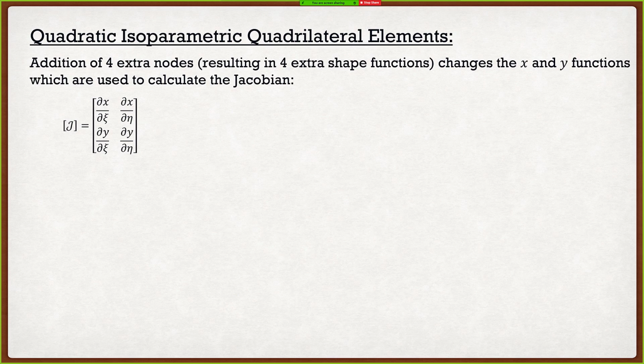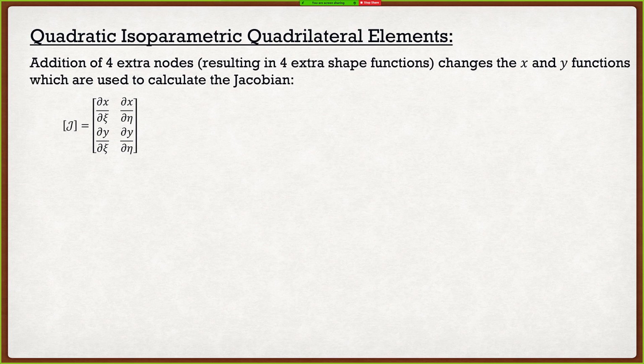Sabrina says it'll stay the same. Yes, exactly. Remember that our Jacobian, and this is actually very easy to look at, is relating the 2 coordinate systems. In 2 dimensions, in our global coordinate system, I have x and y, 2 components. In our natural coordinate system, I have z and eta, 2 components. So in 2 dimensions, our Jacobian will always be 2 by 2.